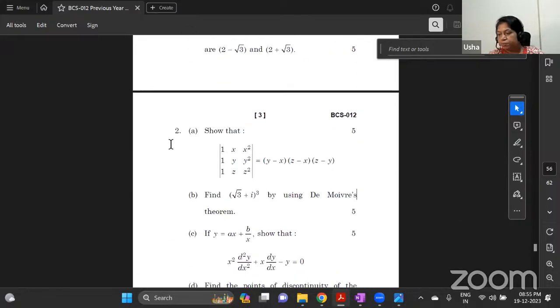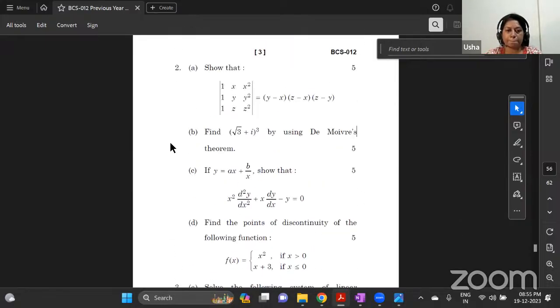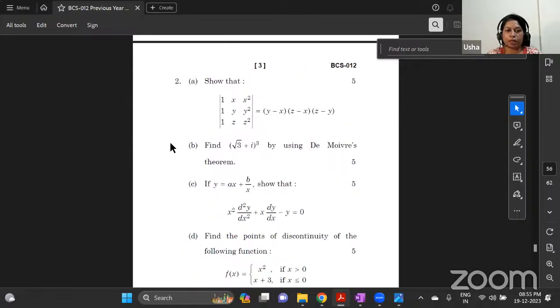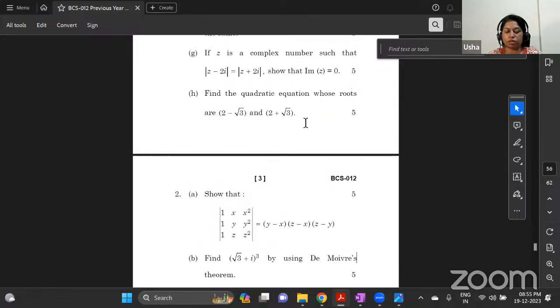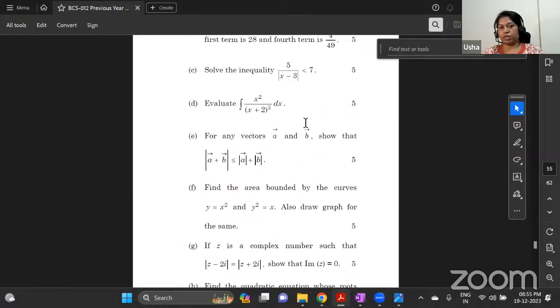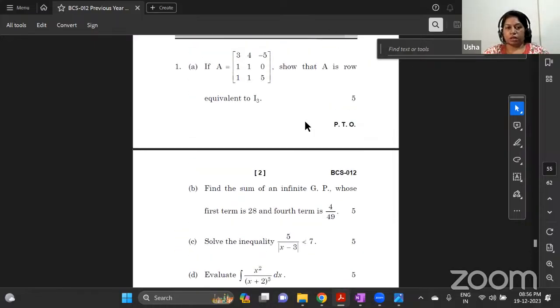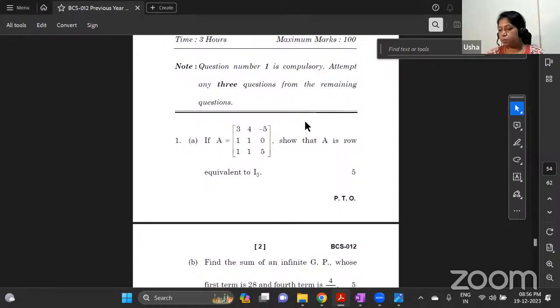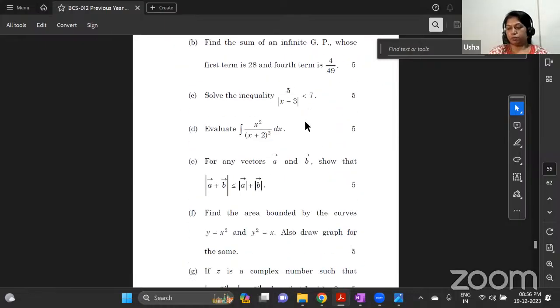Yes. Any other thing you want to learn? Then, okay, so here you have determinants. I think this you can check in the study material, it is given. Any other particular questions you want to learn? Let me know.